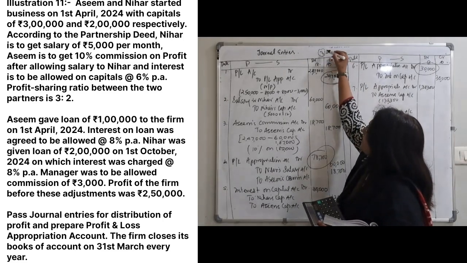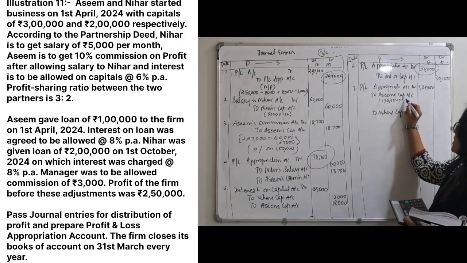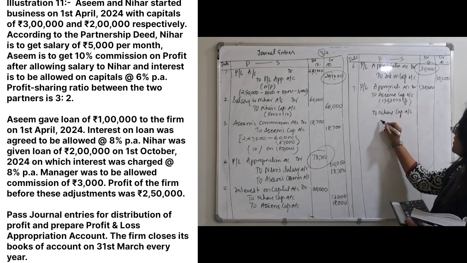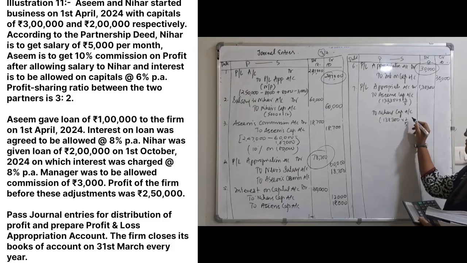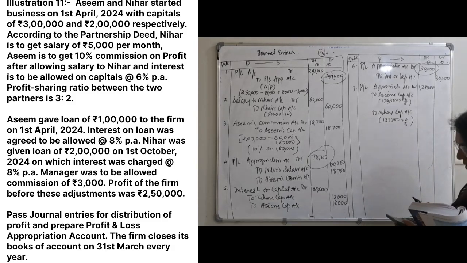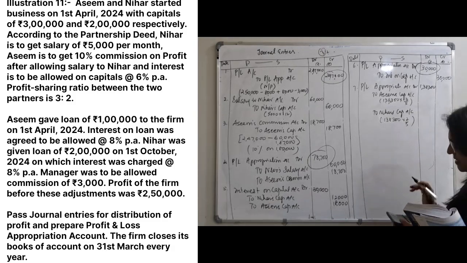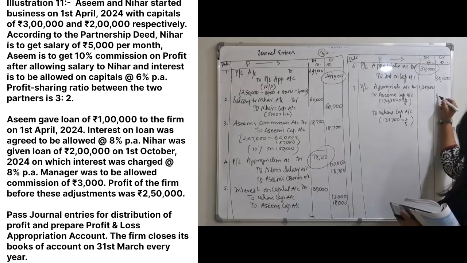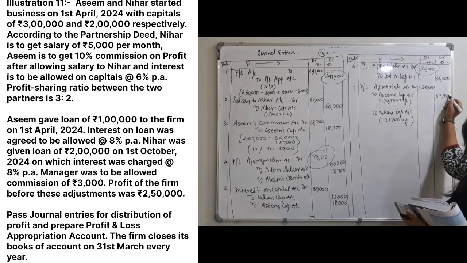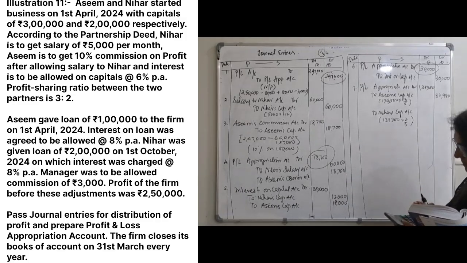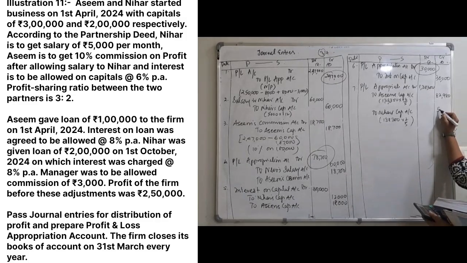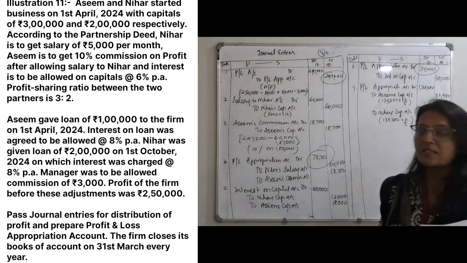तो हमको क्या करना है? 3/5 लेना है. Asim का होगा 3/5, और 1,38,300 का Nihar का होगा 2/5. So 1,38,300 into 3 divided by 5, Asim will get 82,980, and Nihar will get 55,320. So this is the share of profit.